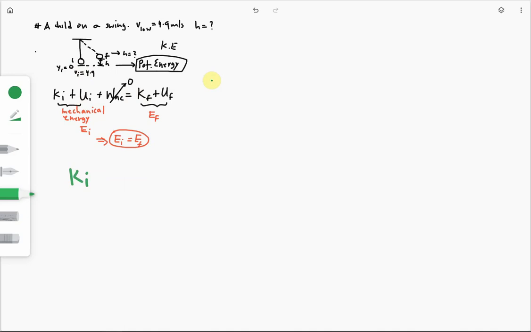is the kinetic energy at the initial position. And how is kinetic energy defined? We know that kinetic energy is 1/2 m, the mass of the object, times the speed squared. So the initial kinetic energy would involve the mass, which is a constant for both final and initial points, and the half is a constant, so it would involve the initial speed, and we know that in the initial position the speed was 4.9 meters per second. So initial kinetic energy is then 1/2 times the mass of the child times 4.9 squared.